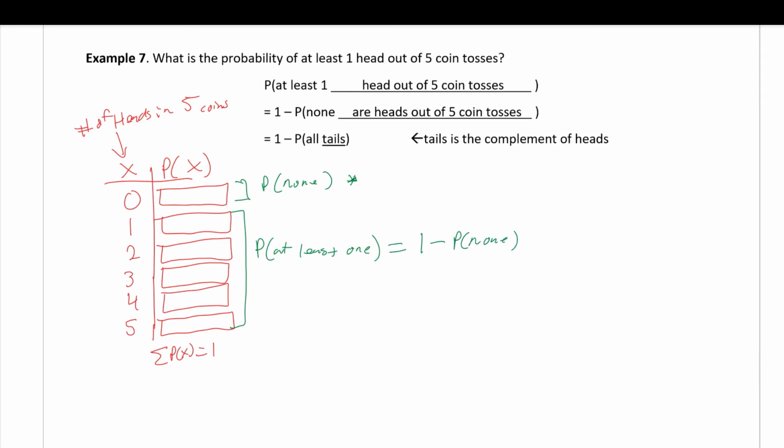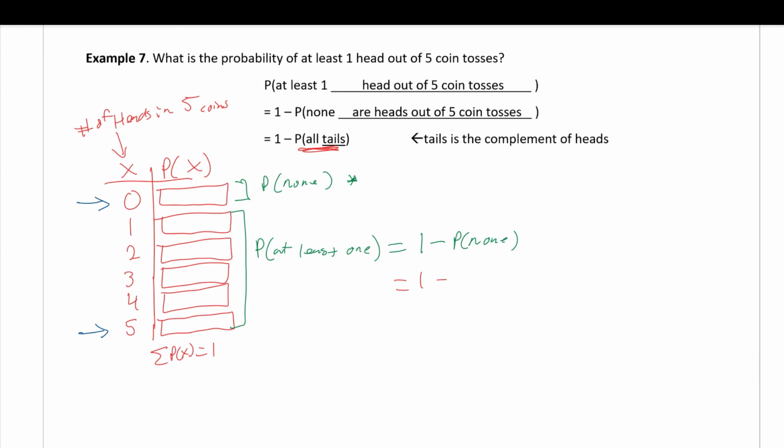Now it turns out that these two probabilities are actually pretty easy to calculate, the one for 0 and then the one for 5. The ones in the middle are a little bit more complicated and we haven't gotten to that. So that's why we're able to use this little clever trick here, because the probability of none is actually pretty easy to calculate. In our case, none are heads. That means they're all tails, right?